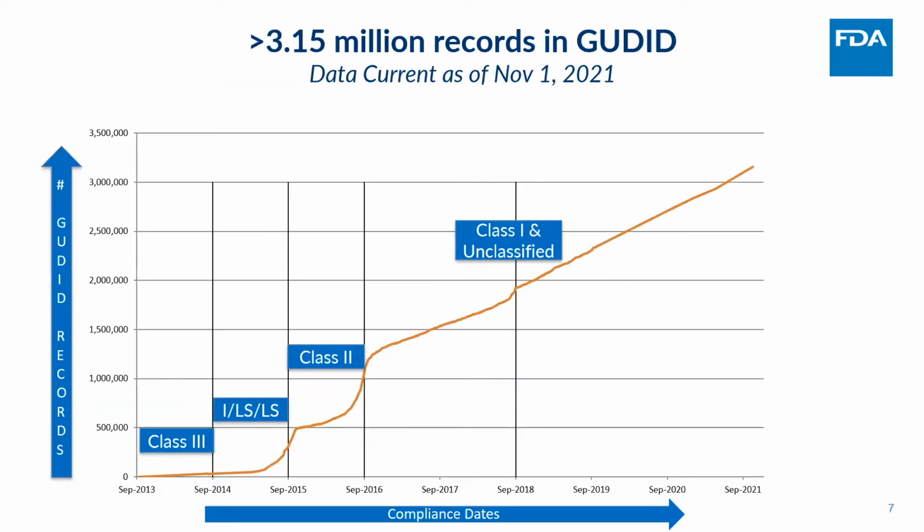So looking at the GUDID and what is there right now, we see now that there are more than 3.3 million records in the database, which is great. You can see from this graph that the submission and intake of the device identification records have gone up as we've hit each compliance state.